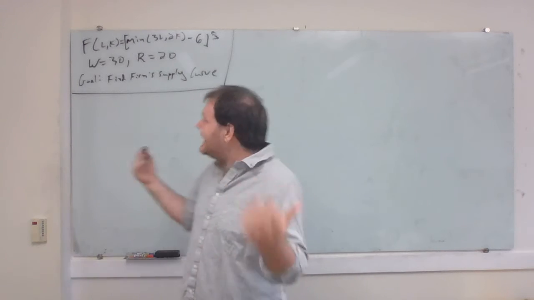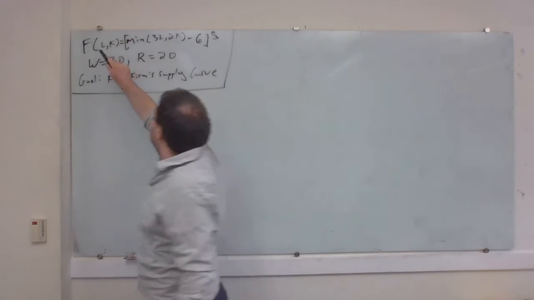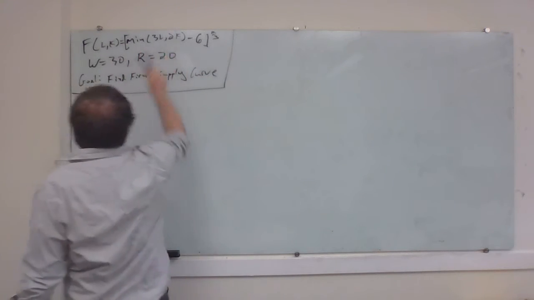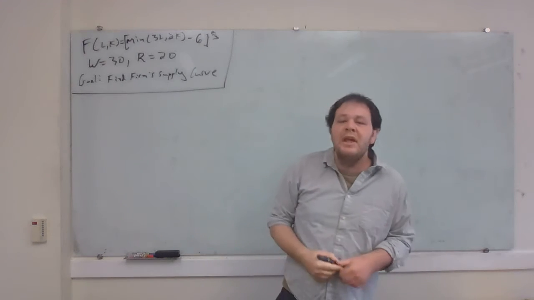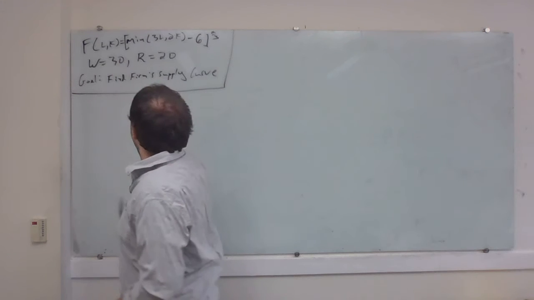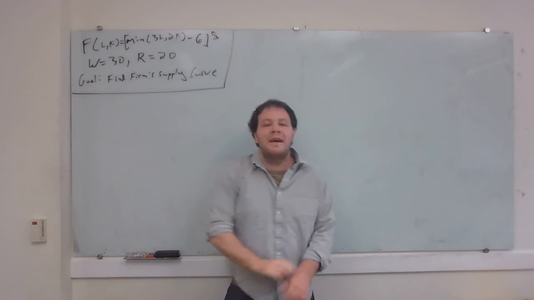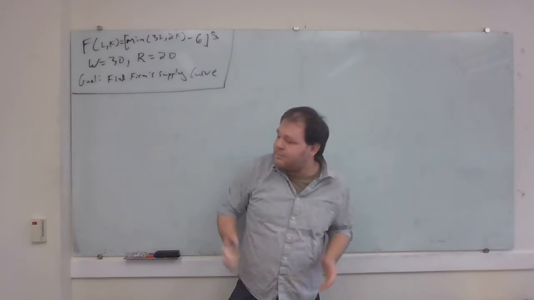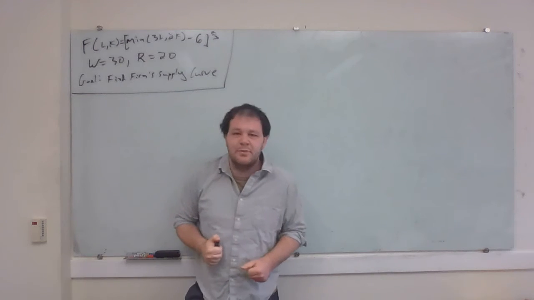So we know that this particular firm has production F of L,K equals the minimum of 3L and 2K minus 6, all to the 2/3. We know the wage rate is 30, we know the rental rate is 20, and our goal is to find the firm's supply curve. Okay, so where do we want to start with this problem?